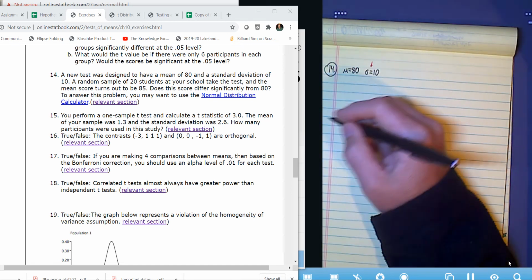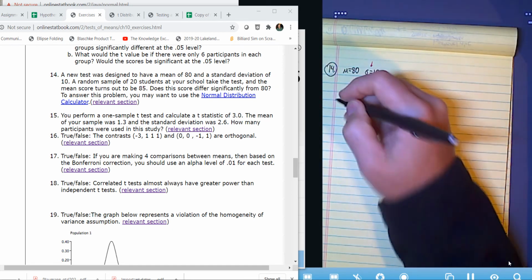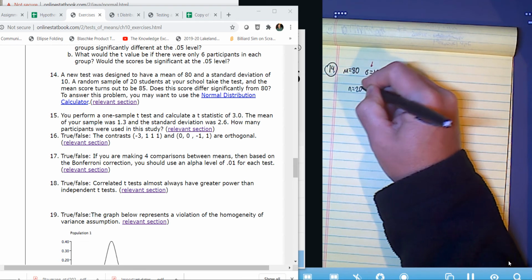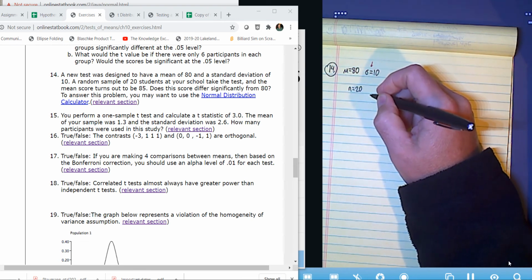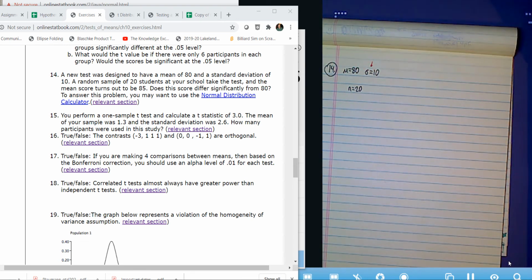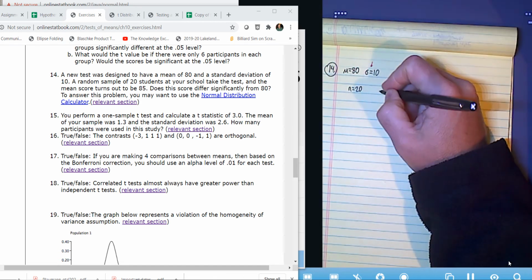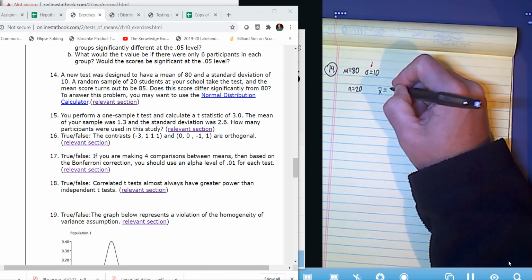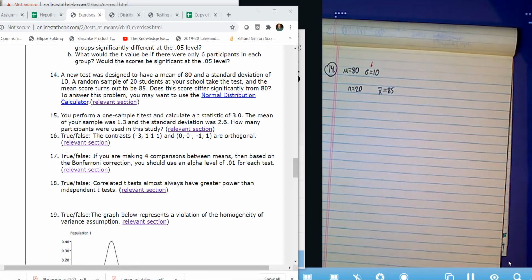So it says a random sample of 20 students take the test, so n is 20. And it says, does this score significantly differ from 80? Because the sample mean ended up being 85, so x bar equals 85. Your book uses capital M, but I've been using x bar. It says to answer this problem, you may want to use the normal distribution calculator. And so I have that up here.